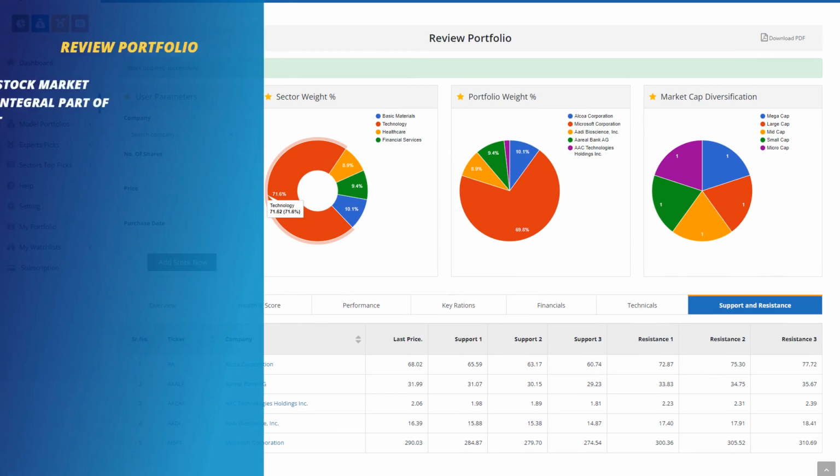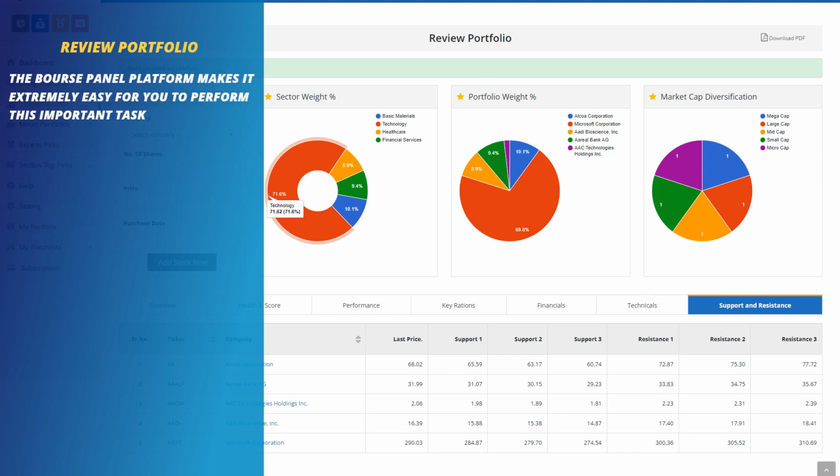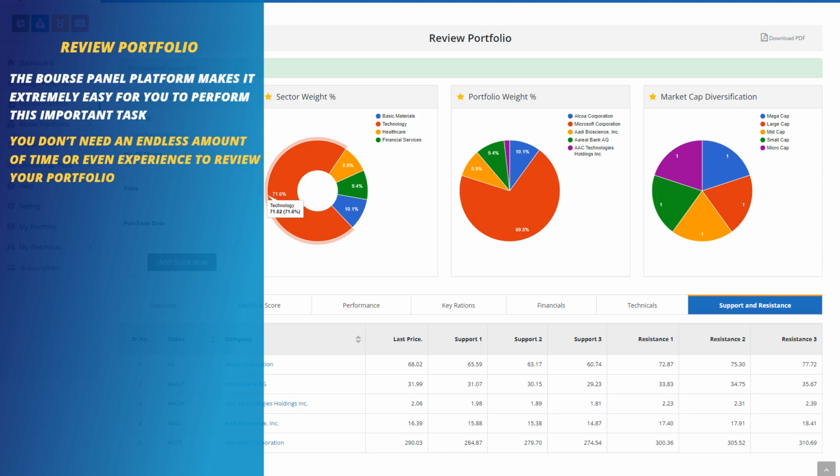Reviewing your stock market portfolio is an integral part of your investment, but as a matter of fact, you need time and experience to scan every individual stock in your portfolio, evaluate the financial information, and perform the technical and fundamental analysis. The Bourse Panel platform makes it extremely easy for you to perform this important task. You don't need an endless amount of time or even experience to review your portfolio. The platform does it for you.